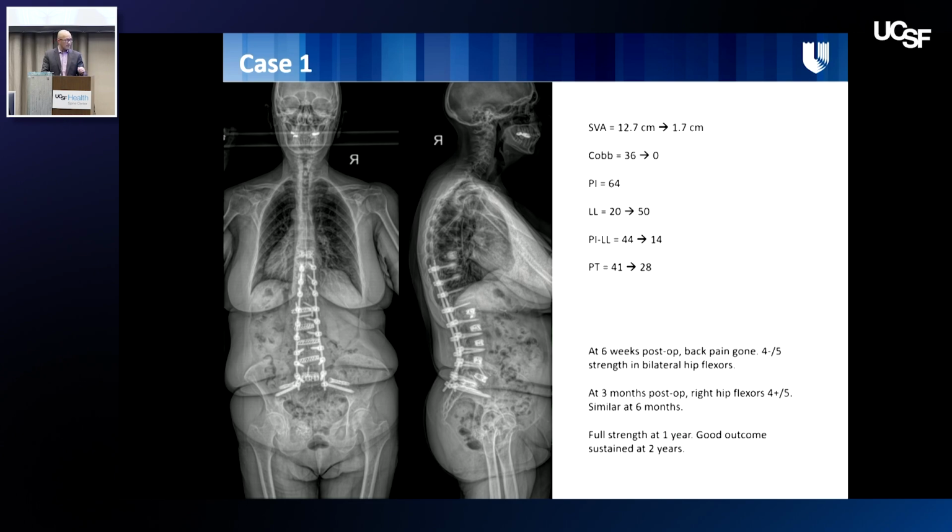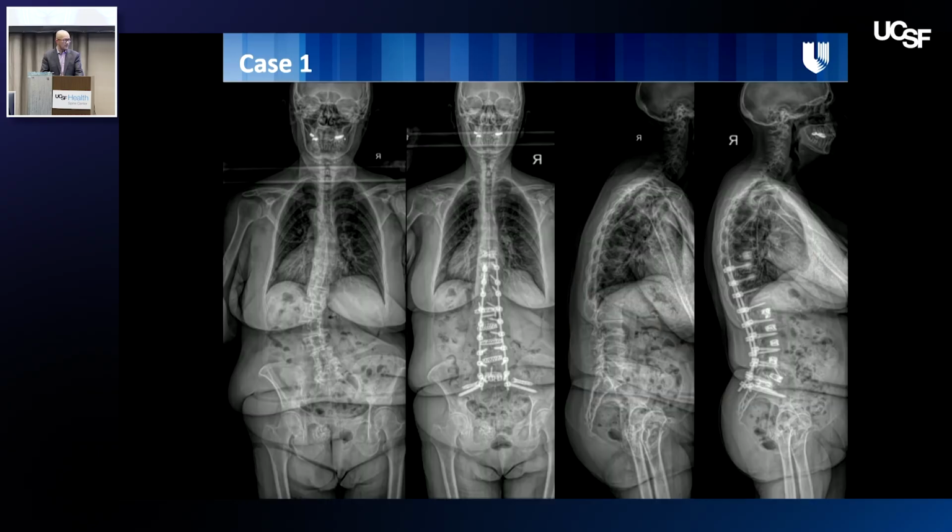And actually her hip flexor strength didn't interfere with her walking, but at least on confrontation was still present at 6 months and not resolved for about a year. And her outcome was sustained 2 years post-operatively. And these are the side-by-side comparisons.